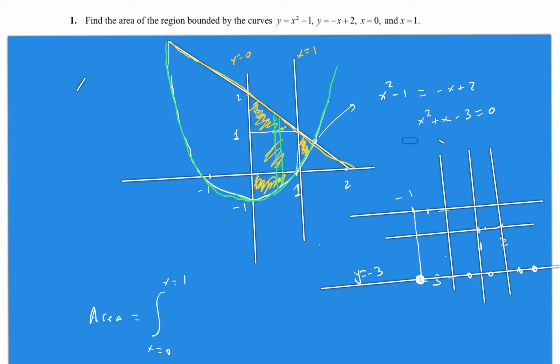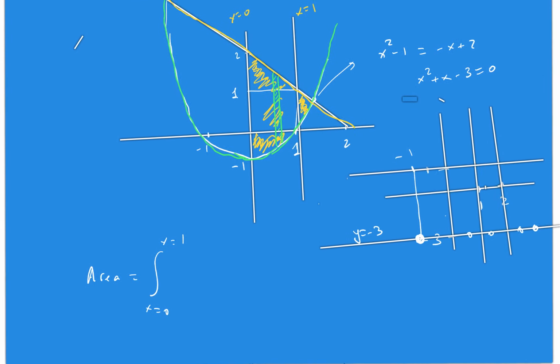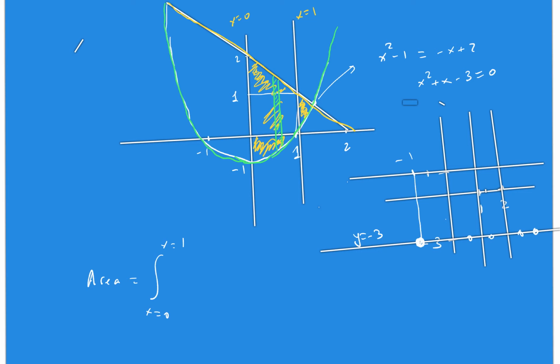This is the area that I'm going to consider. So it's the sum, so let's go to right here for the first problem. The area is the sum of all the pieces like this one.